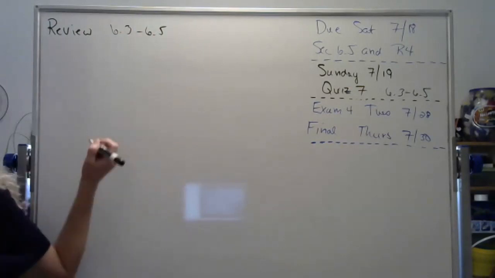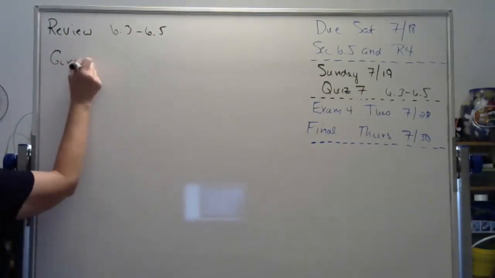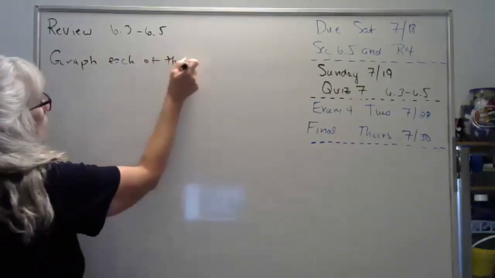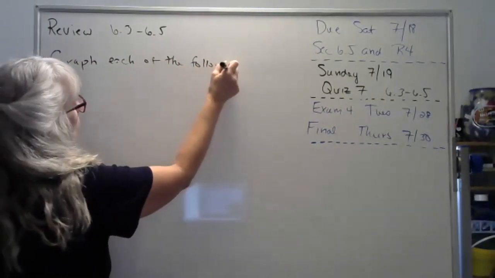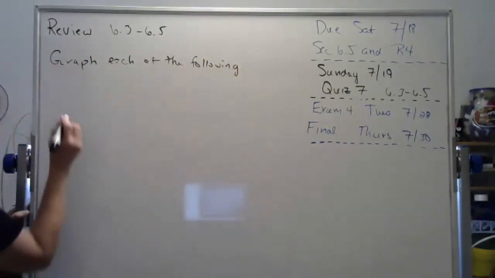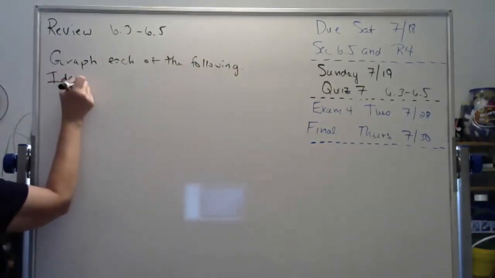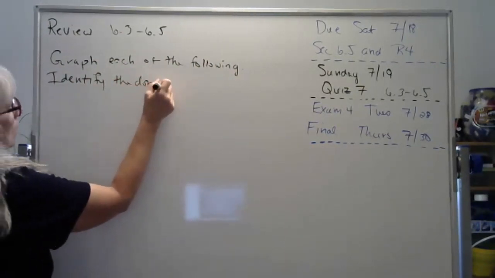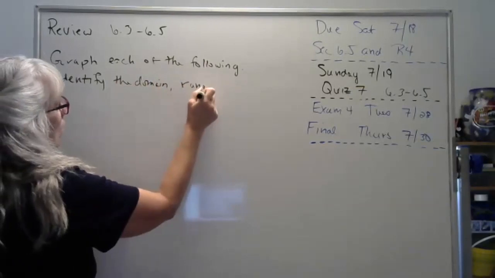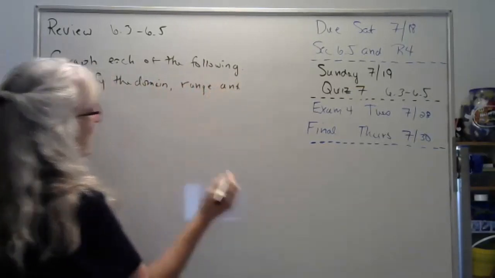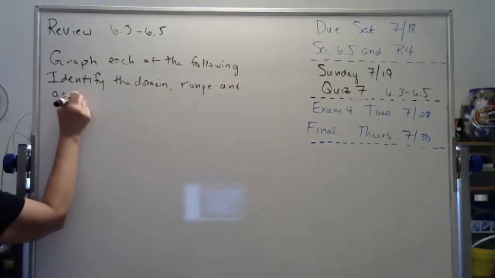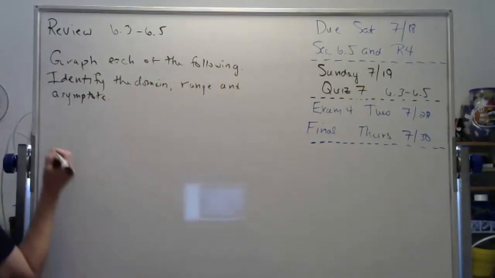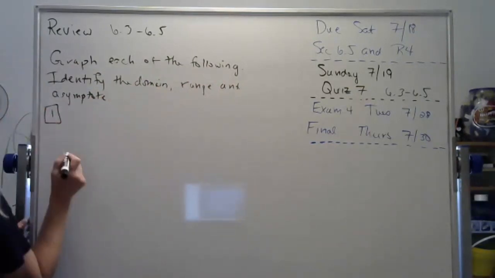So I'm going to start off with graphing. So let's graph each of the following. And you want to make sure that you identify the domain, range, and any asymptotes. Okay. And so for problem number 1, I want to come in and graph.